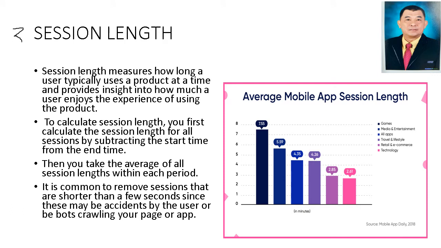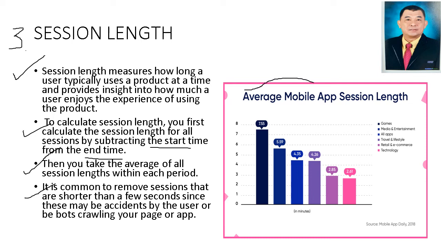The third product engagement metric is session length. What is this? Session length measures how long a user typically uses a product at a time and provides insight into how much a user enjoys the experience of using the product, the customer experience. To calculate session length, you first calculate the length of all sessions by subtracting the start time from the end time. Then you take the average of all the session lengths within each period. It is common to remove sessions that are shorter than a few seconds since these may be accidents by the user or bots crawling your page or application.